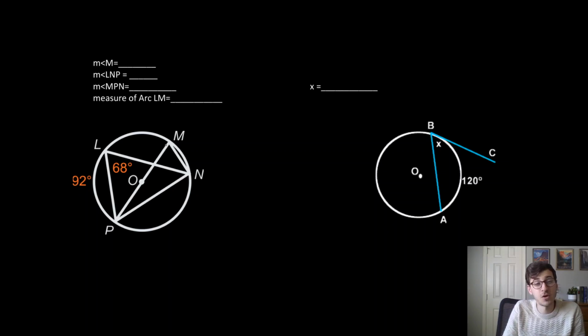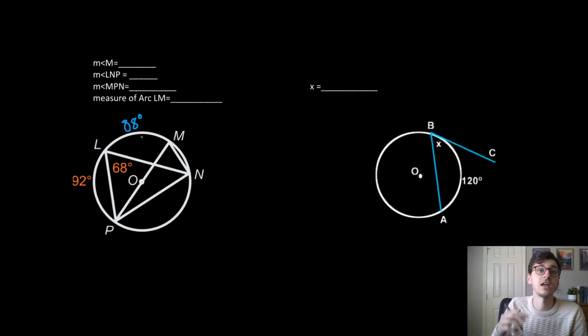MP is a diameter. So that tells me a lot of things, right? MP being a diameter means that this whole circle is cut in half. So that means that this LM plus LP is 180. So that means the measure of this arc is 88 degrees.